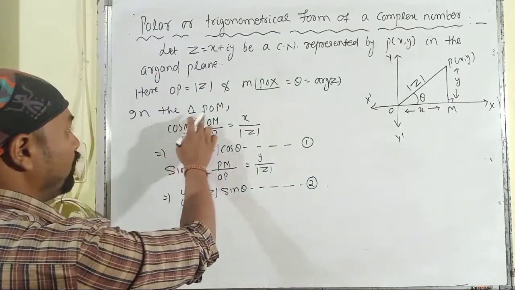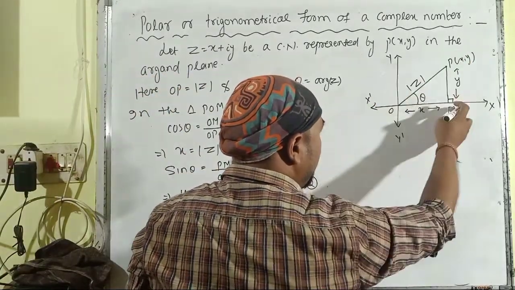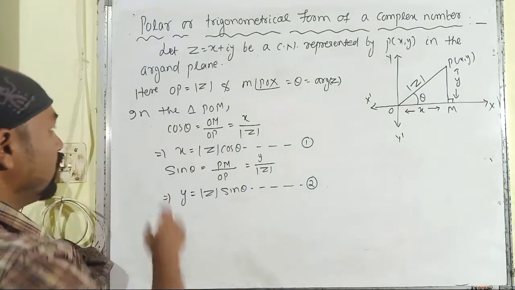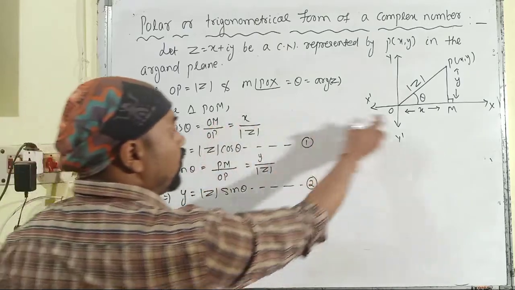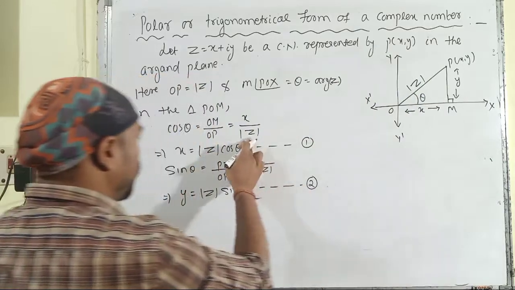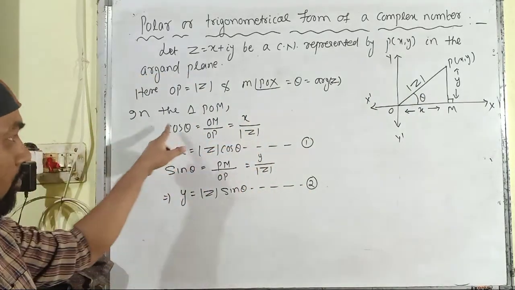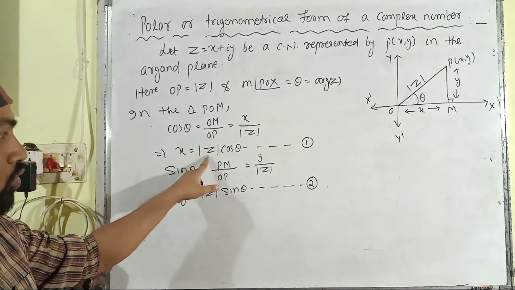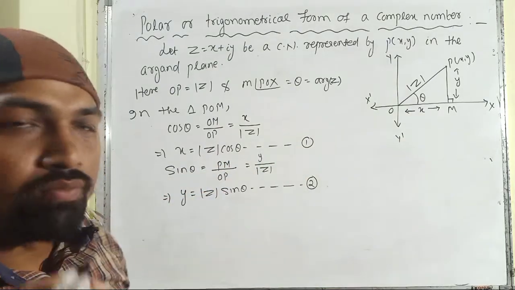In the triangle POM, this is a right angle triangle because we have drawn PM perpendicular to the positive direction of the X axis, that is with respect to OX. So here cos theta will be OM upon OP. The value of OM is x, and in place of OP we substitute the modulus of z. So x = |z| cos theta, and we take it as equation number 1.